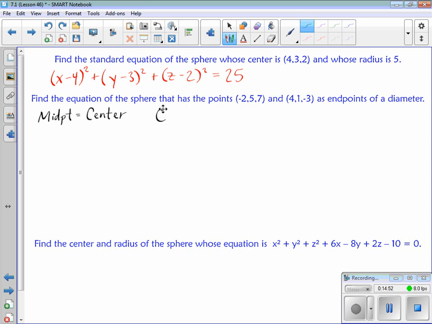So I'm going to say the center is, if I add up -2 and 4, what do I get? 2 divided by 2, 1. If I add up 5 and 1, I get 6 divided by 2, 3. And 7 and negative 3 give me 4 divided by 2, 2.